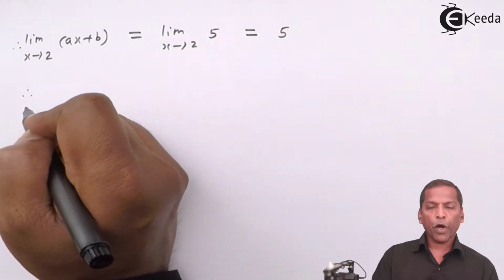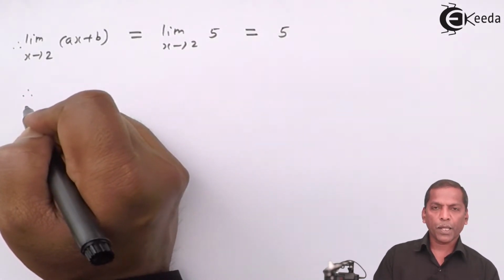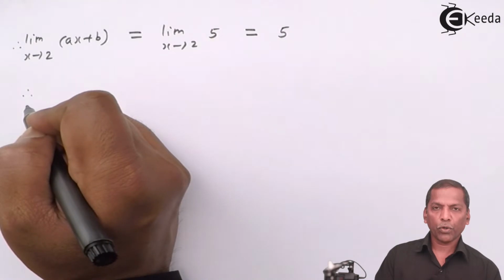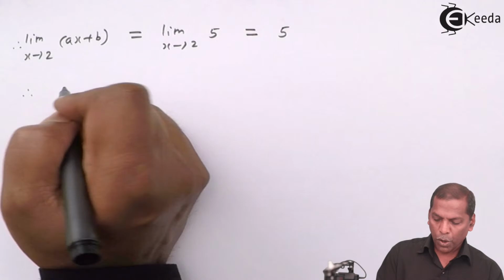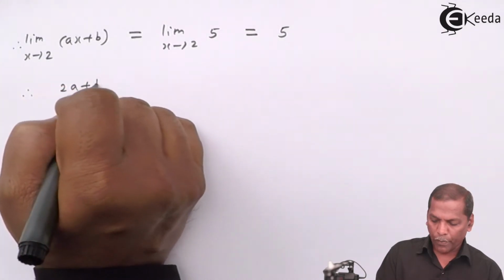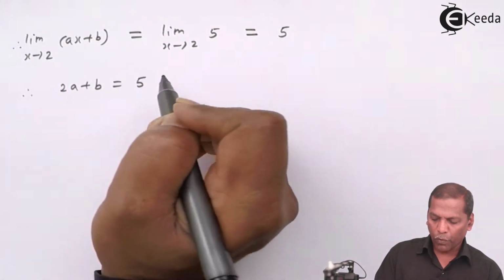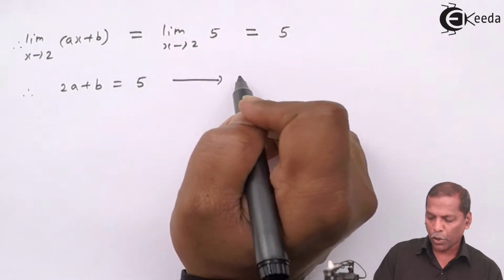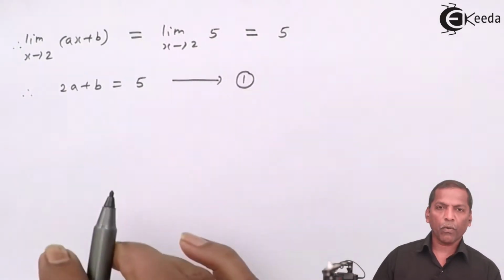Now here we have to substitute the limit as x tends to 2. It means wherever there is x, we have to write 2. So we get 2a plus b is equal to 5. Let us denote this as equation 1.